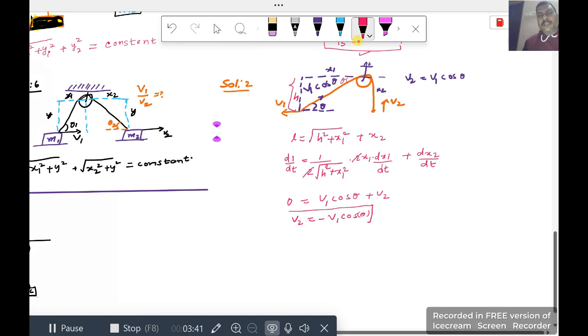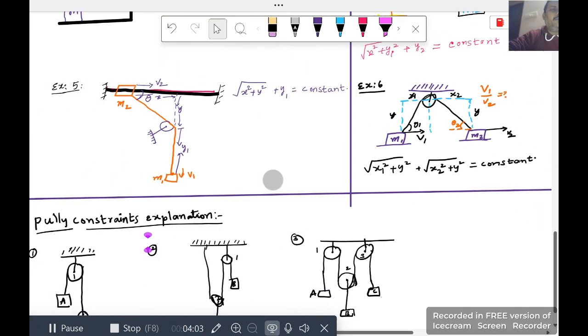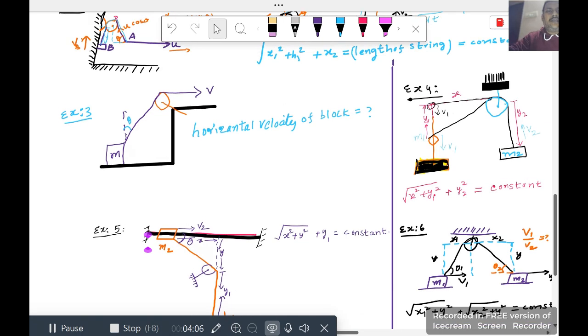I hope these two methods are understood: how to take the length, and the component of velocity along vectors. Now, similarly, there are other examples here. I have given a minimum of 6 examples. So in example 3, here there is a gap, I will explain it here itself.